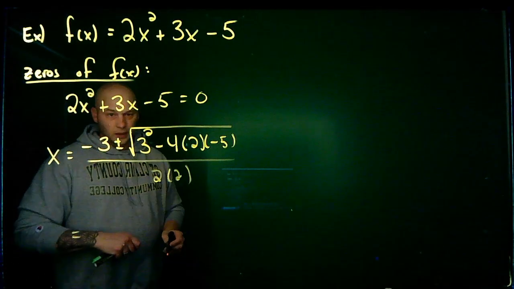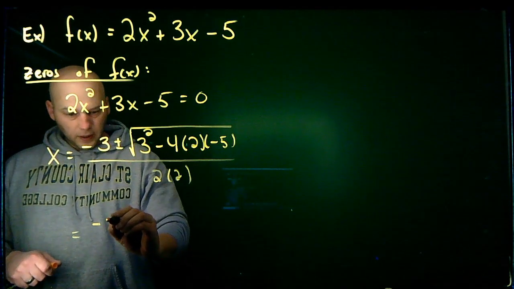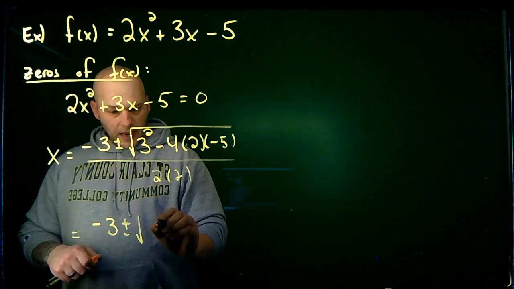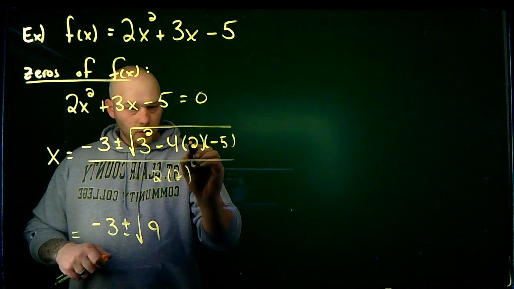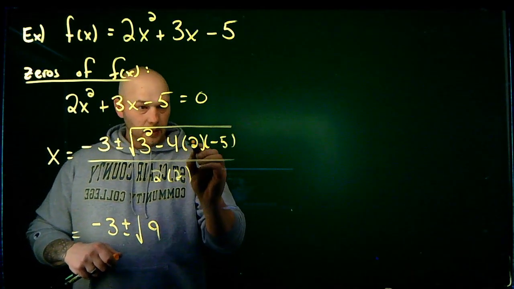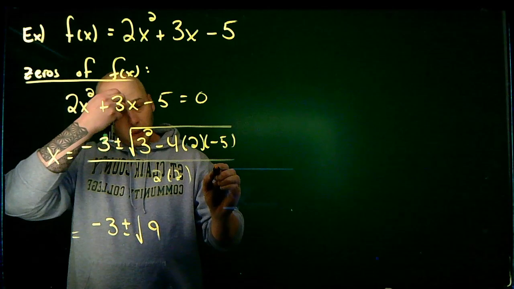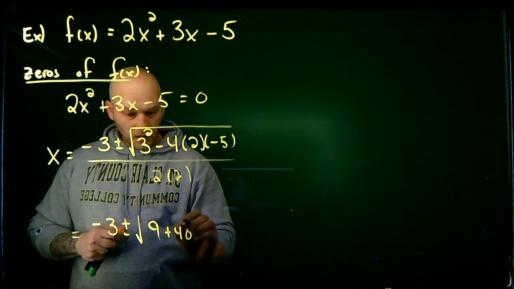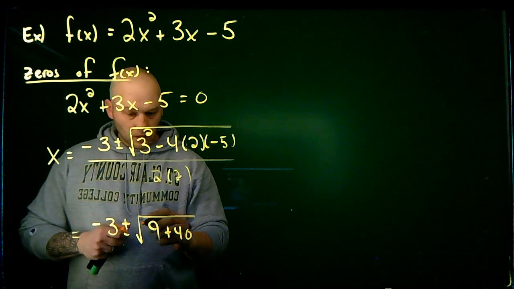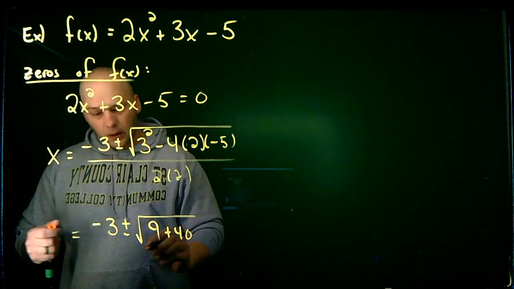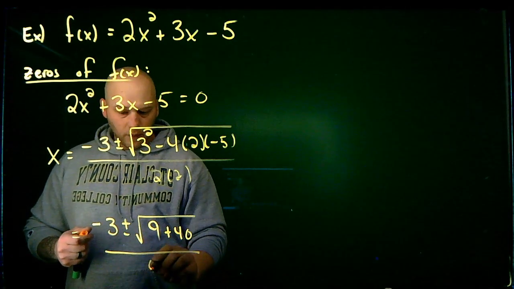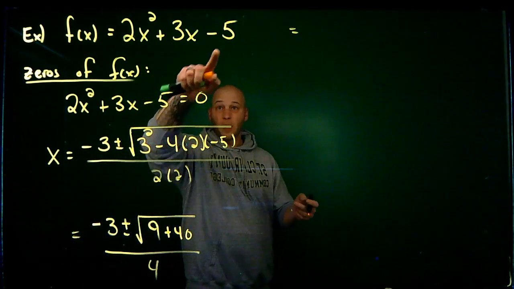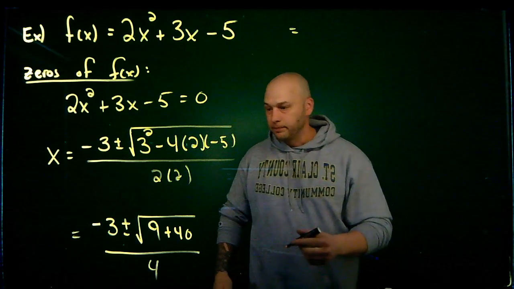Now let's clean that up. Negative 3 plus or minus the square root. 3 squared, of course, is 9. 4 times 2 would be 8. 8 times 5 would be 40, so I get plus 40. And I'm actually kind of bummed that this is going to turn out to be a perfect square, but be that as it may, divided by 4 is equal to, because I was kind of hoping it was going to be something messy, but I just came up with that just randomly.